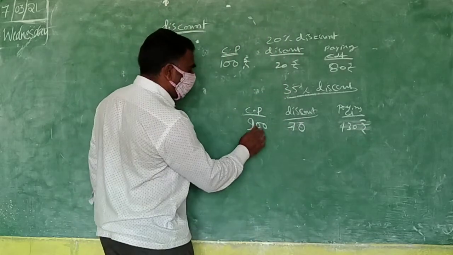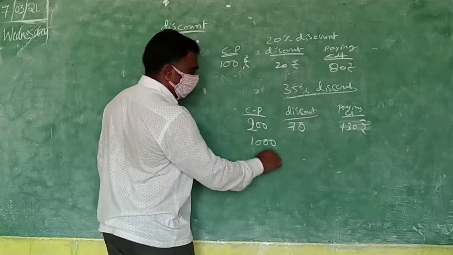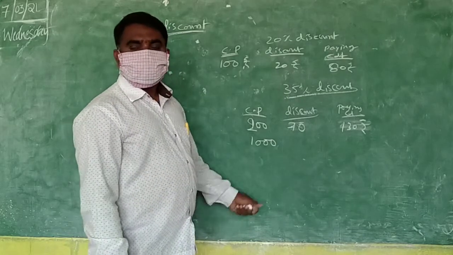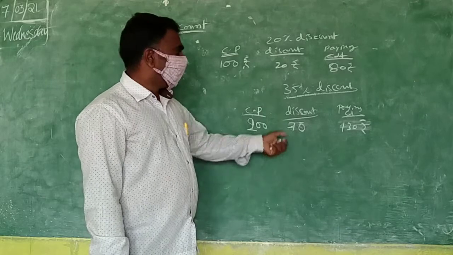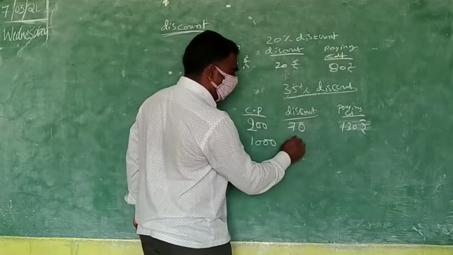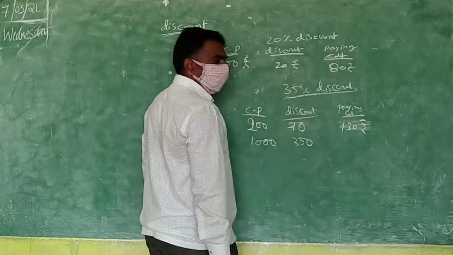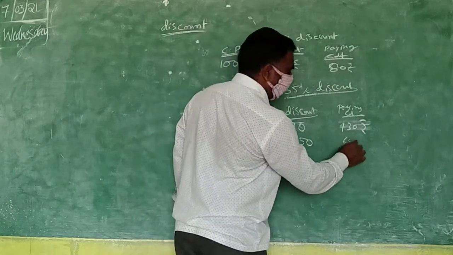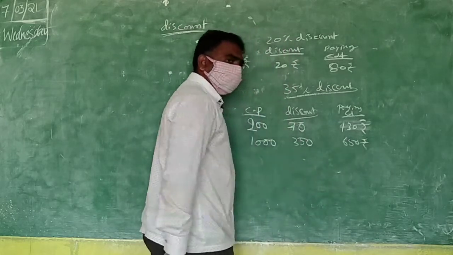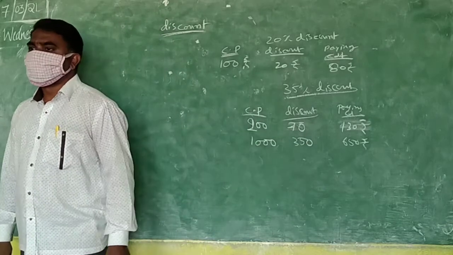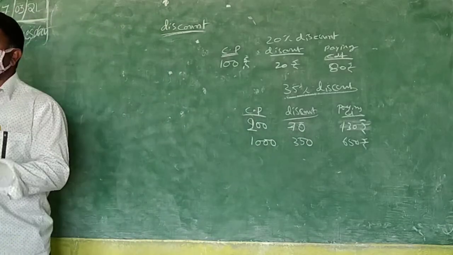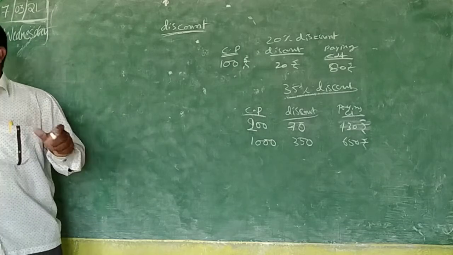If it is 1000 rupees, how many hundreds are there here? 10 hundreds are there. So 35% means 350, and you pay 650. But all these we can find using the proportionality theorem. We know the meaning for 100.